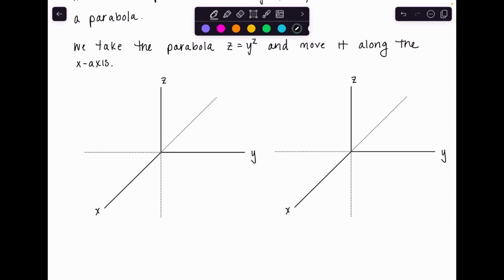So what happens here is, if I did not have my x-axis, here is my YZ plane. I'm going to go ahead and graph the parabola here, and we're going to do that in yellow. I'm going to make this dotted, but z equals y squared is just a parabola.